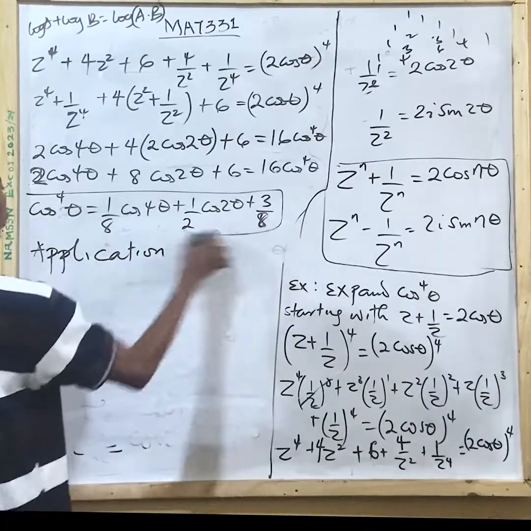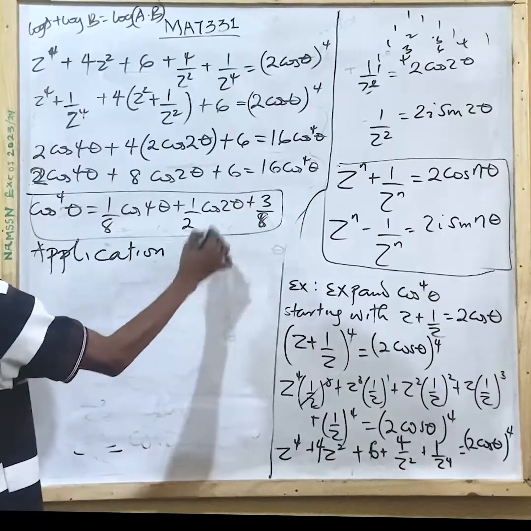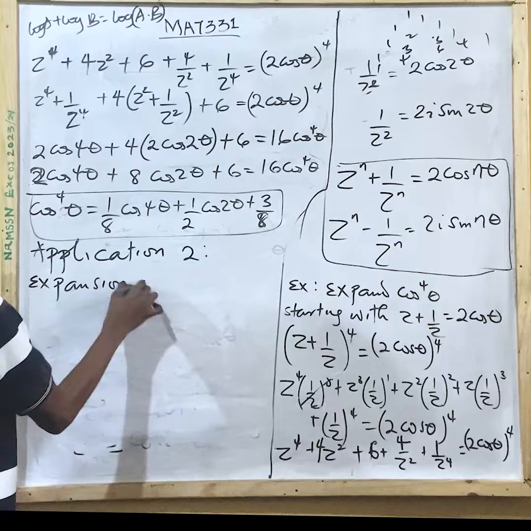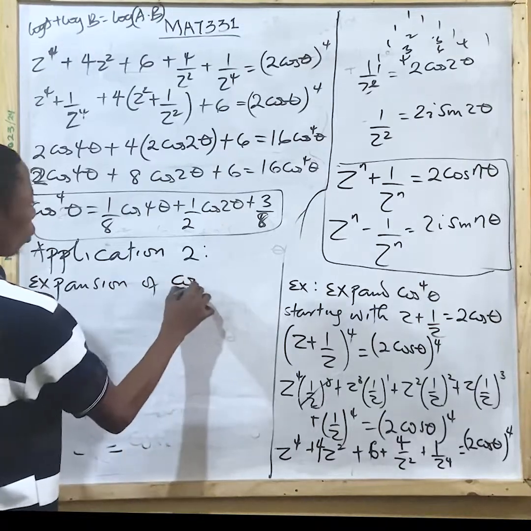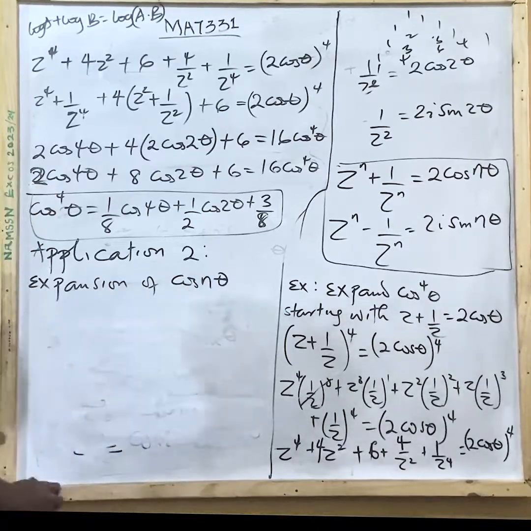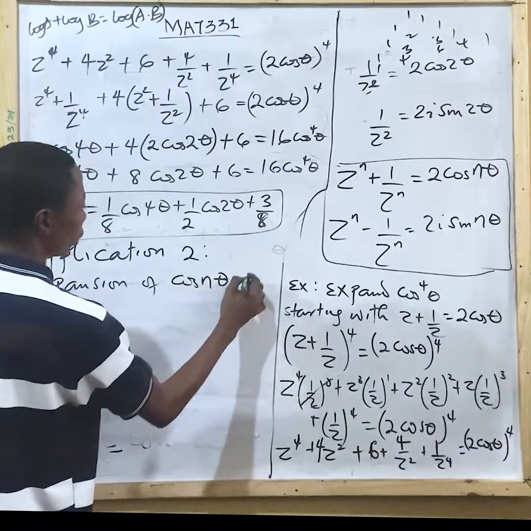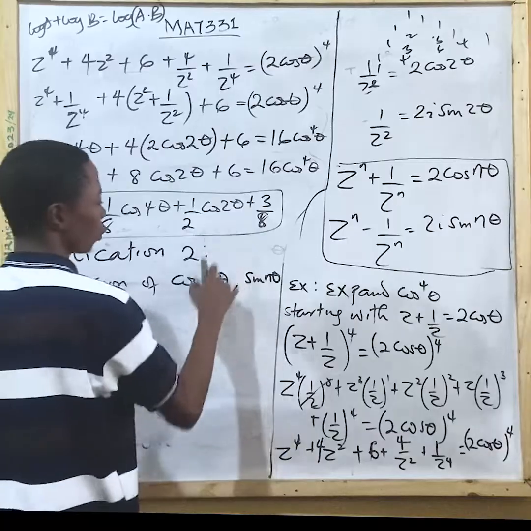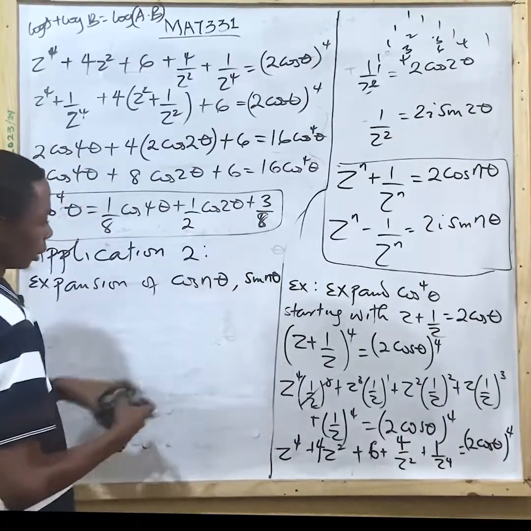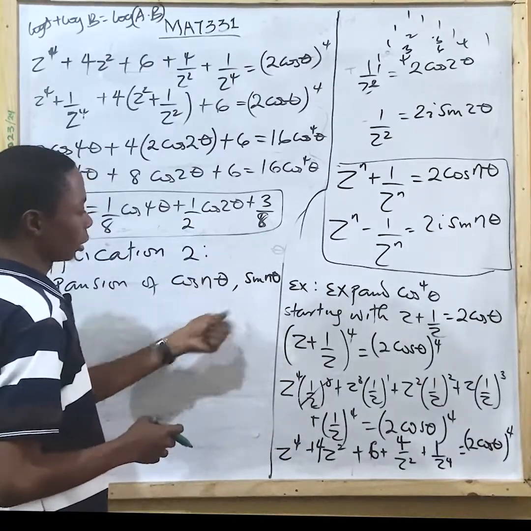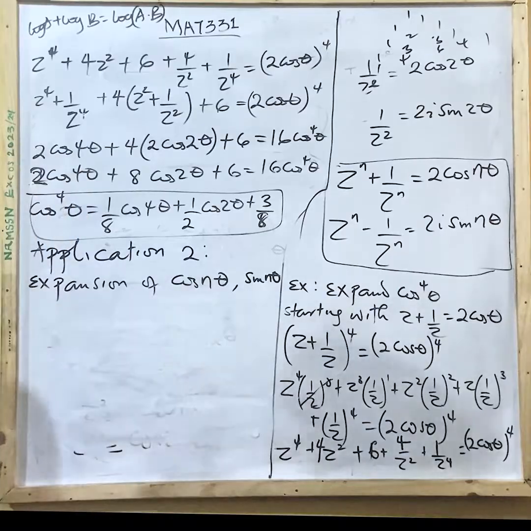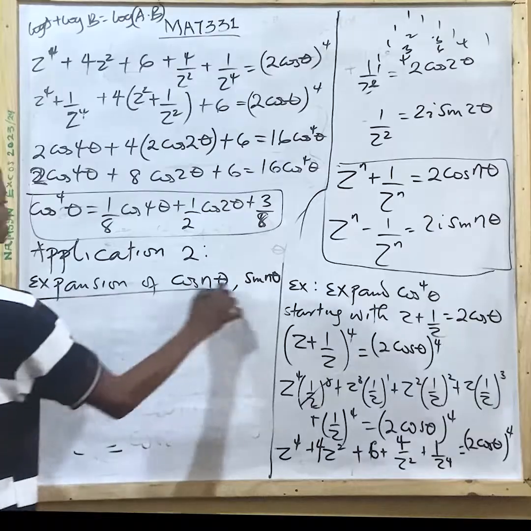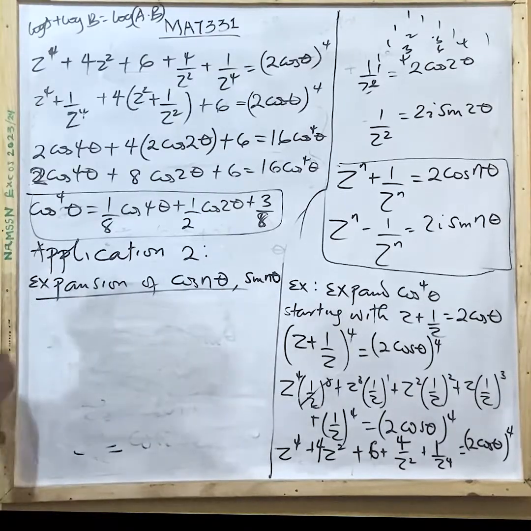Let me circle this. So application 2 of De Moivre's theorem is the expansion of cos n theta and sin n theta. The previous one is cos raised to power n, sin raised to power n. This one is cos n theta and sin n theta. Okay, so how do we use this one? How do we expand cos n theta and sin n theta?